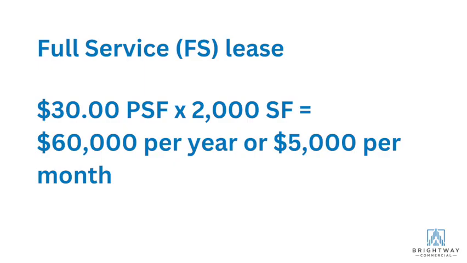Next is a full service gross lease. This price is all inclusive. The landlord covers all expenses, including taxes, insurance, utilities, and maintenance. An example, you might be quoted $30 per square foot full service. For a 2,000 square foot space, $30 per square foot times 2,000 square feet equals $60,000 per year or $5,000 per month. As a reminder, this type of lease is most common in office properties.